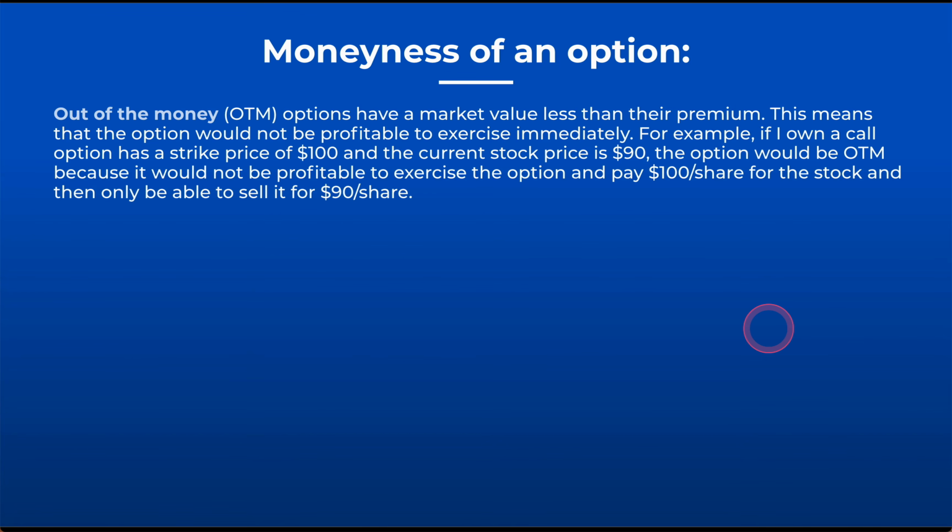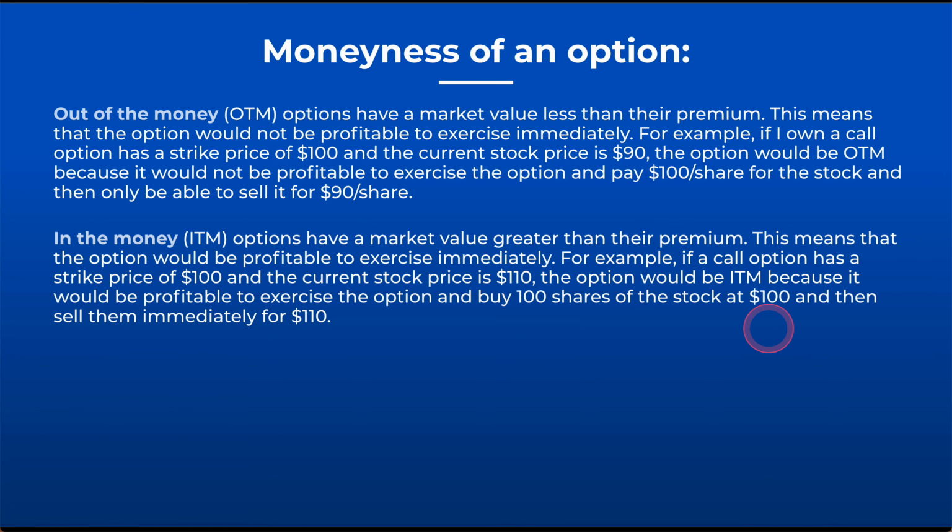And again, we'll talk about the moneyness of an option. An out of the money option has a market value less than the premium. This means that the option would not be profitable to exercise at that time. If I own a call option that has a strike price of $100 and the current stock price is $90, the option would be out of the money because it would not be profitable to exercise. In other words, paying $100 a share for the stock and then only being able to sell it for $90 a share. So it is out of the money.